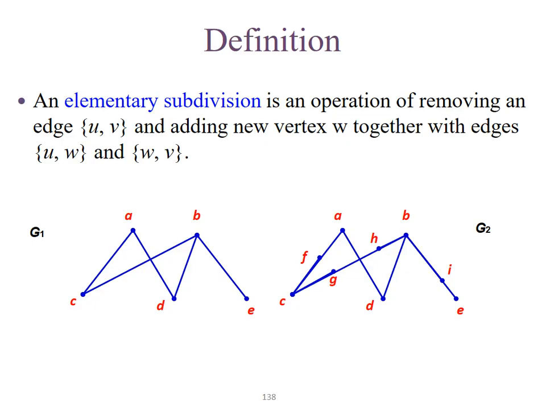The formal definition of this operation asks us to remove the edge and add a new vertex, and then add two new edges. So it's not simply adding a vertex along the edge; it's removing the edge, adding a new vertex, and adding new edges. But in the end, they look exactly the same.